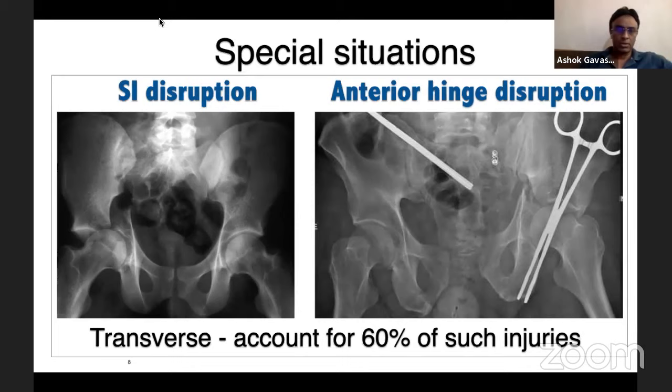Pelvic ring injuries are rarely associated with acetabular fractures, but they are most commonly seen with transverse fractures, which account for almost 60% of such injuries. So you need to be careful about reading your radiological pictures.